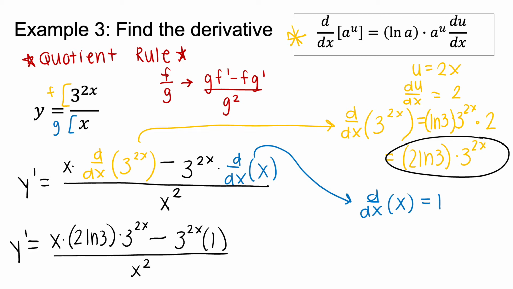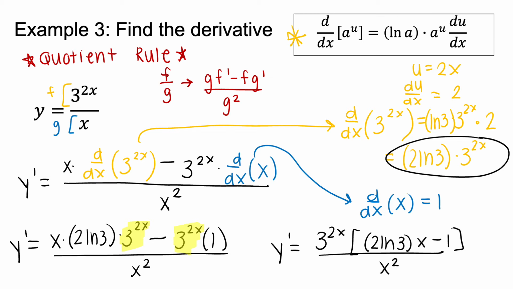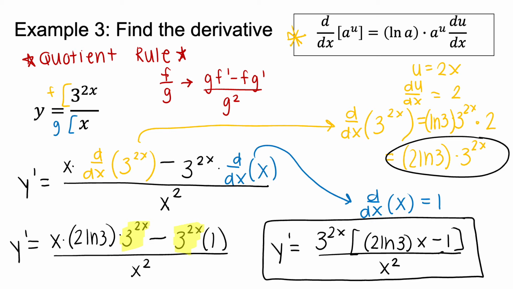And then our final step, just to simplify this, is going to be to recognize that we have a 3 to the 2x in both terms. So let's factor that out to the front. So we have y prime equals 3 to the 2x times 2 natural log of 3 times x minus 1, and that's all over x squared. So take a moment, look back through. Hopefully you're able to follow the quotient rule, finding each derivative, the yellow and the blue, and then simplifying by pulling out that GCF of 3 to the 2x.